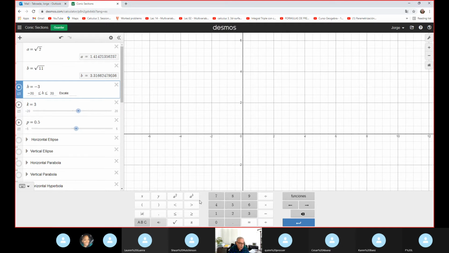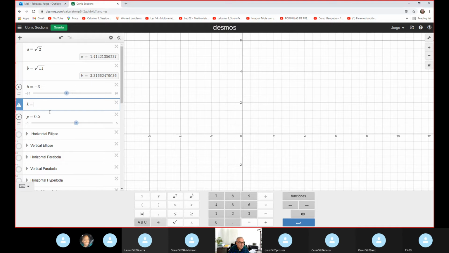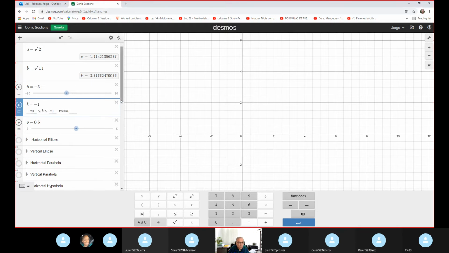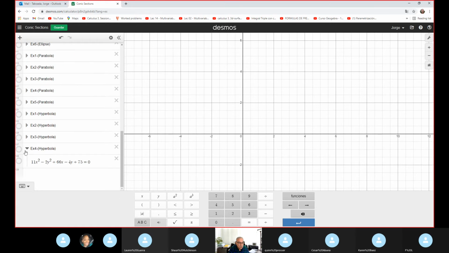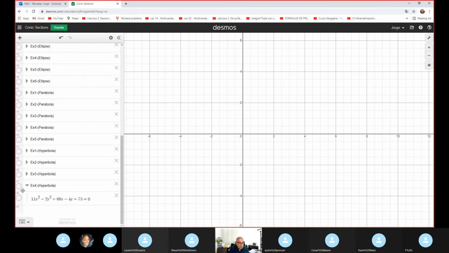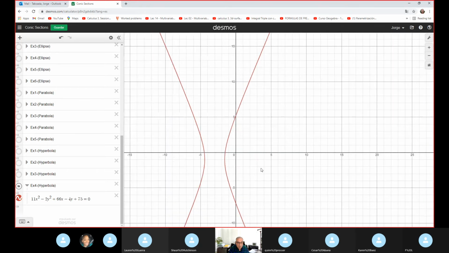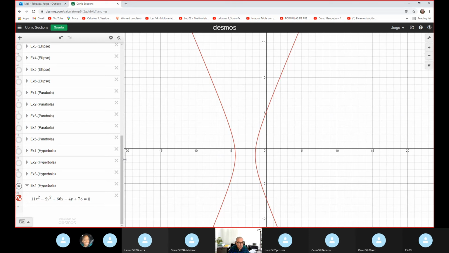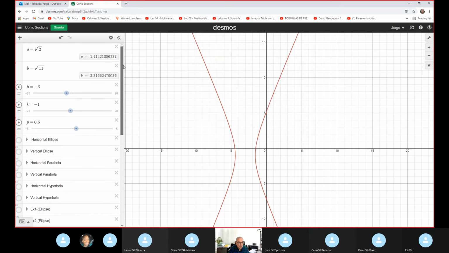And k is negative 1. Okay, let me do the graph of the original. Bang. Bang. This is the graph of the original. Let me try to do the graph of the theoretical now. Okay, I manipulate algebraically.